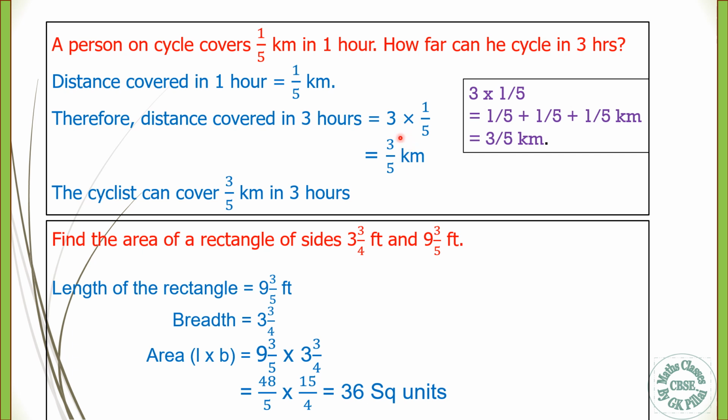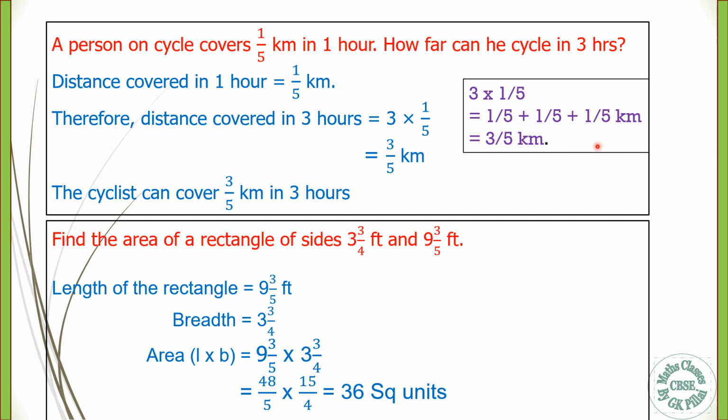Here you will find two sums to explain how the fractions are multiplied. These are very simple sums, just to make you understand only these two arguments. And difficult sums you will definitely find in the next video. A person on a cycle covers 1 by 5 kilometers in 1 hour. How far can he cycle in 3 hours? Distance covered in 1 hour, 1 by 5 kilometers. In 3 hours, multiply by 3, you will get 3 upon 5.